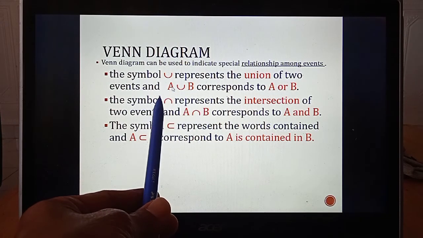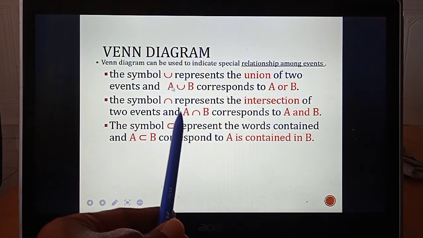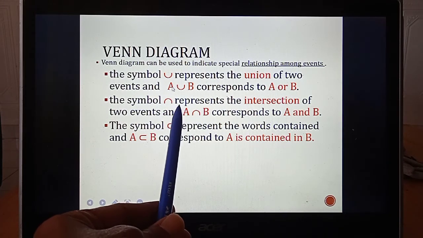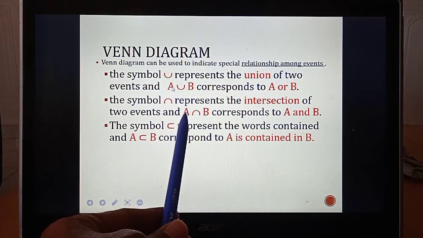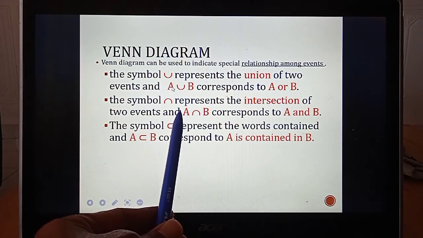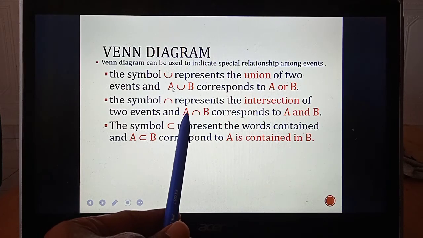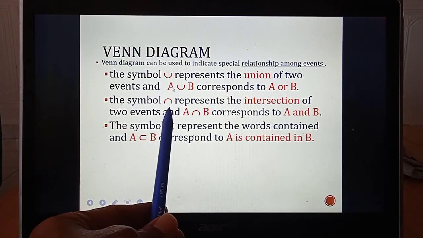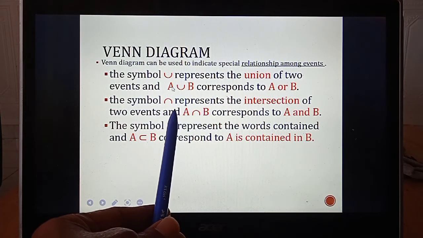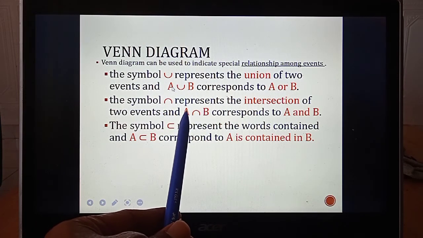Okay, untuk intersection, ni simbol untuk intersection. Simbol untuk intersection meaning that event occur simultaneously. Sebenarnya event-event yang berada di dalam A dan juga pada masa yang sama berada di dalam B. So, ini kita gunakan simbol intersection. Okay, maknanya kedua-dua event berlaku pada masa yang sama.